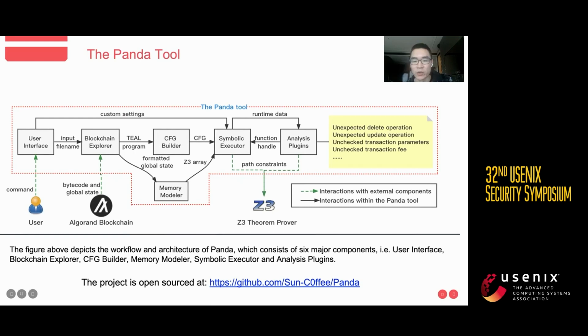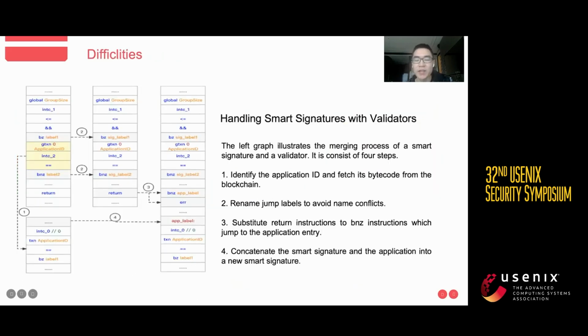Each opcode handler is a Python function. The analysis plugin has a registry for vulnerability detection rules implemented as individual functions. When a feasible path is found during symbolic execution, these functions are called to detect vulnerabilities. Detecting and verifying smart signature vulnerabilities is straightforward, but complexity increases when a validator is included.